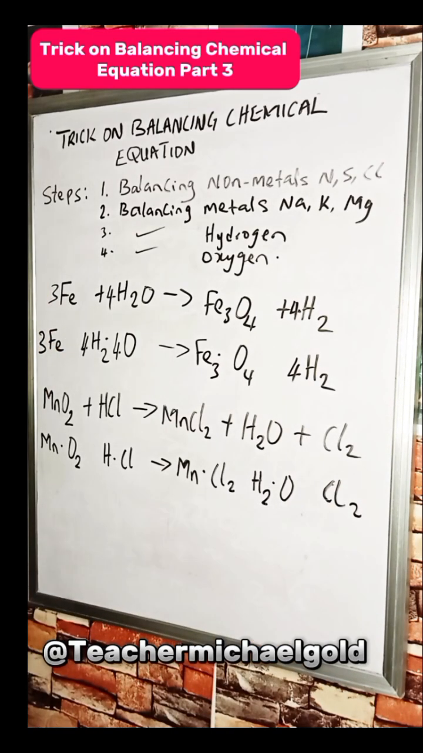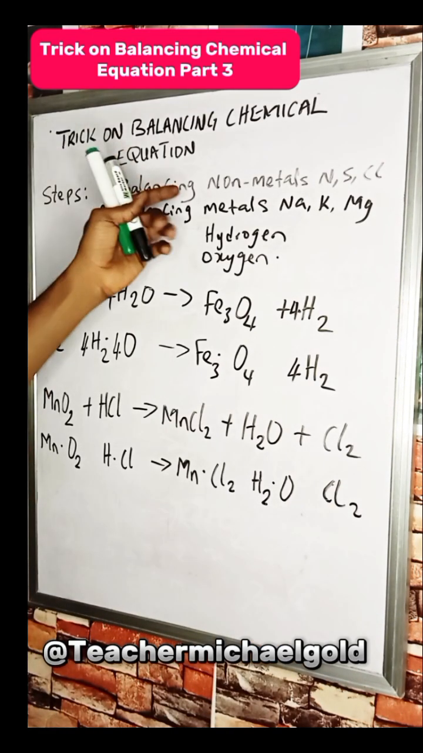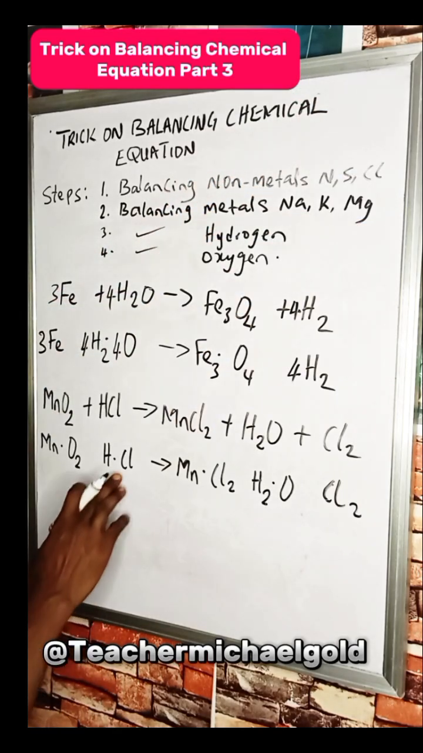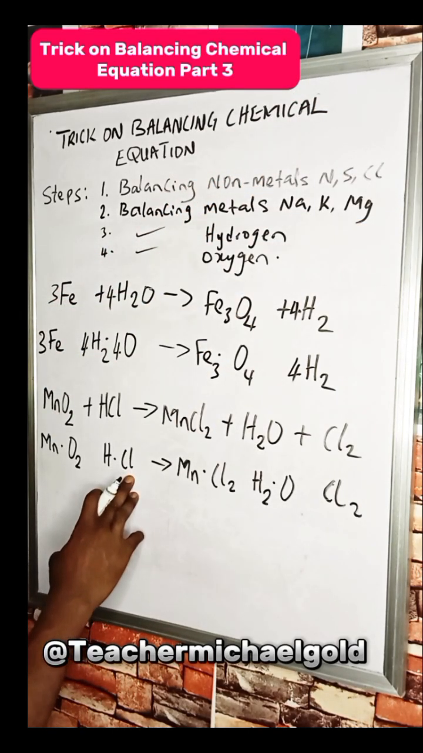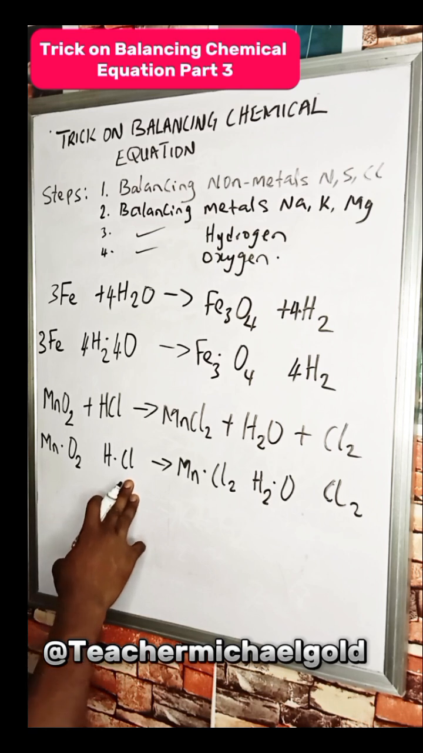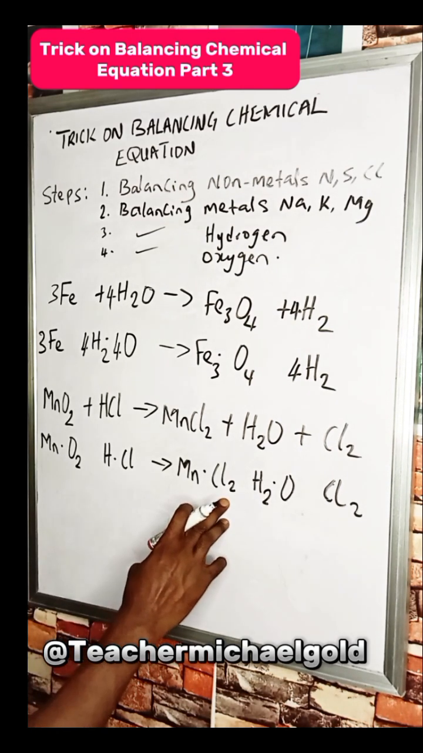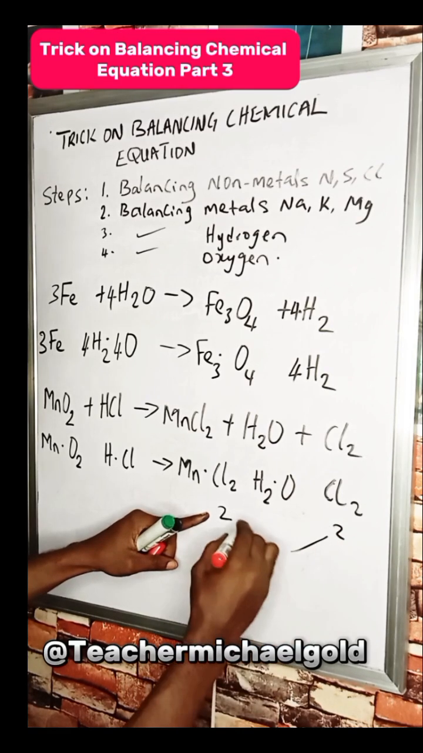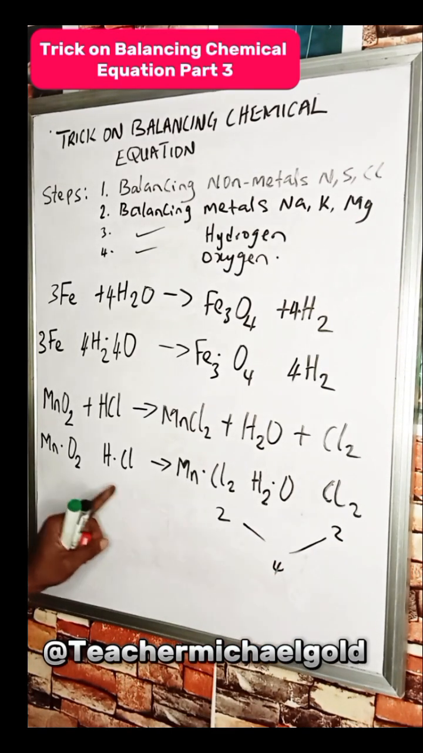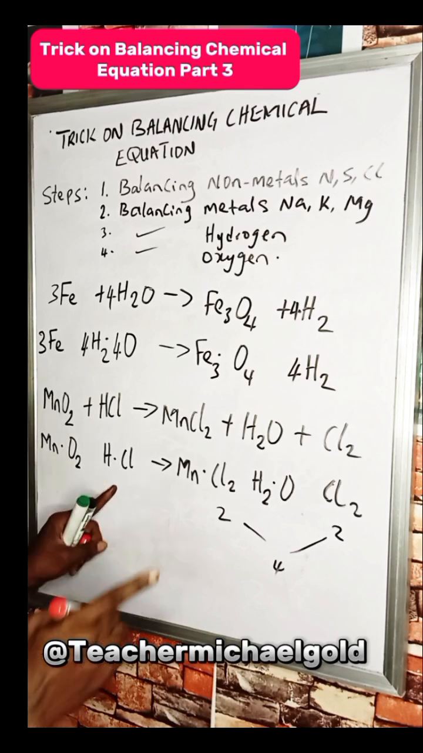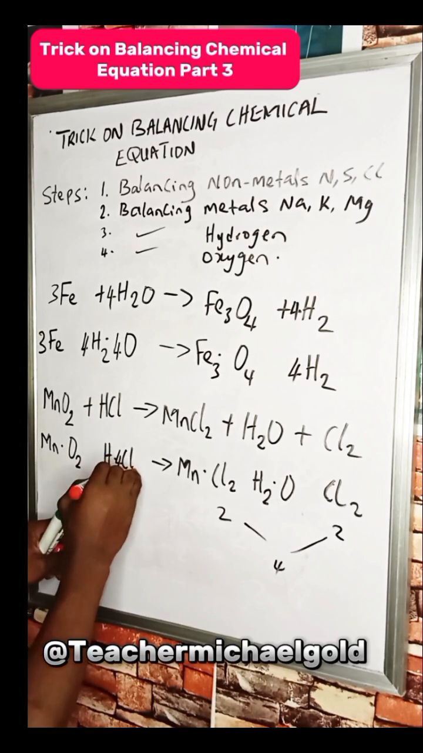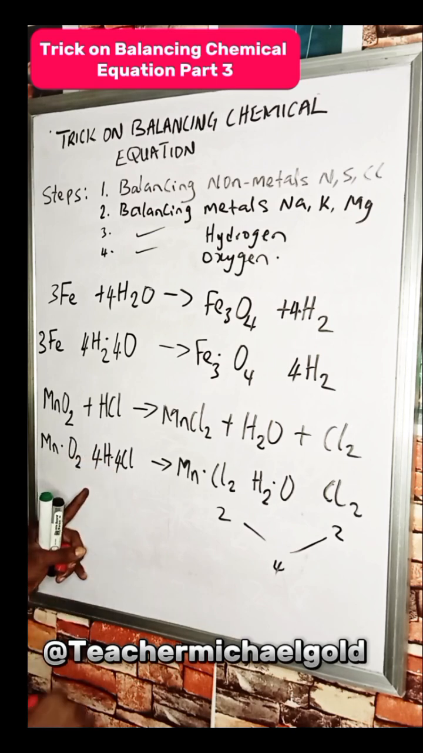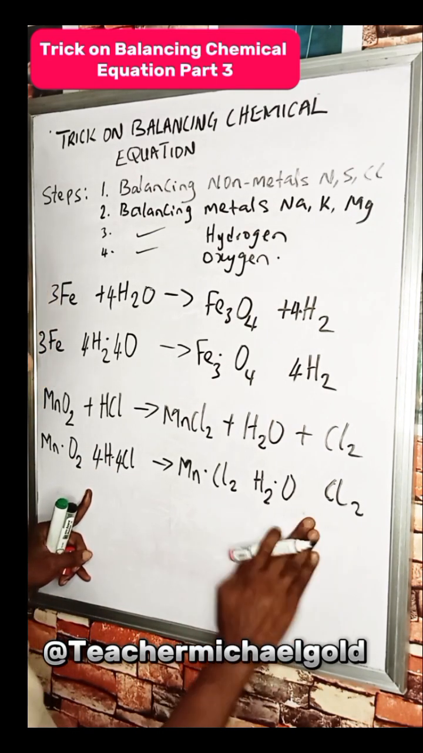So let's go back to our steps. The first step is balancing non-metals like nitrogen, sulfur, and chlorine. The non-metal here is chlorine. If you look at this reaction, you see that we have chlorine here, 2 here, plus 2 here, making 4. So we have 4 chlorine present here, and here we have just 1 chlorine. So what you need to do is to add 4 to this point here. If you add 4 to this point, that 4 will also affect this, so we also add to this point here. So chlorine is balanced.